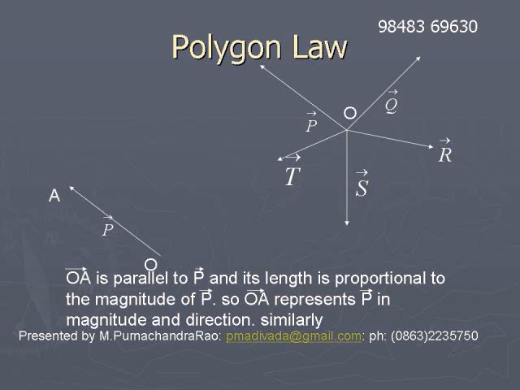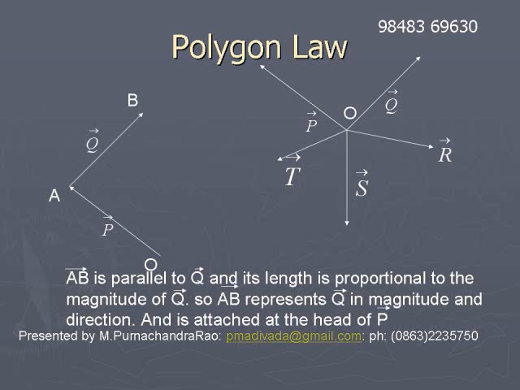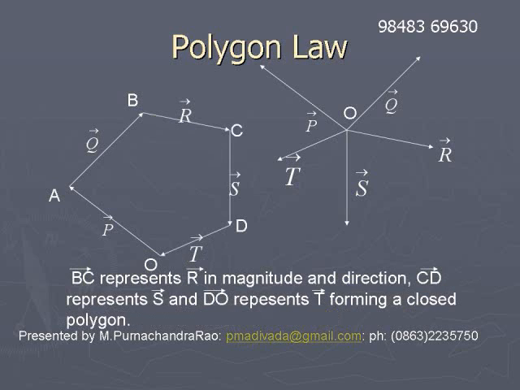OA bar is parallel to p bar and its length is proportional to the magnitude of p bar. So OA bar represents p bar in magnitude and direction. Similarly, AB bar is parallel to q bar and its length is proportional to the magnitude of q bar. So AB bar represents q bar in magnitude and direction and it is attached at the head of p bar.